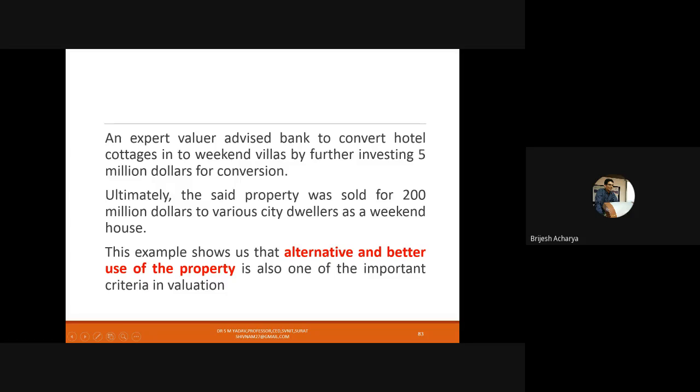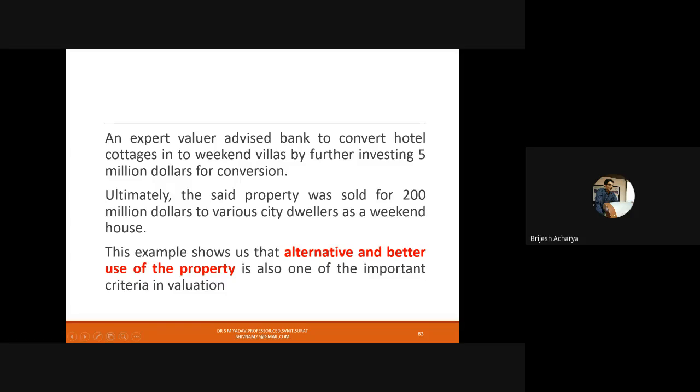Ultimately, the property was sold for $200 million to various city dwellers as weekend houses. So the property that nobody was ready to buy, when its purpose was converted from hotel to villas, was sold at $200 million to various city dwellers as weekend houses. This example shows us that the alternative and better use of the property is also one of the important criteria in valuation.